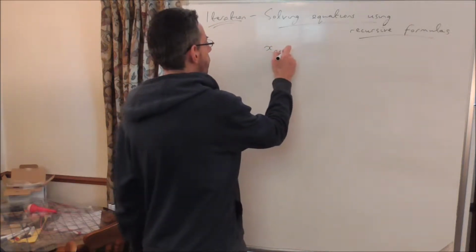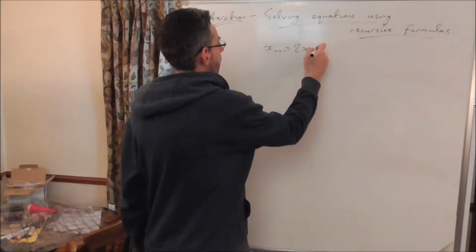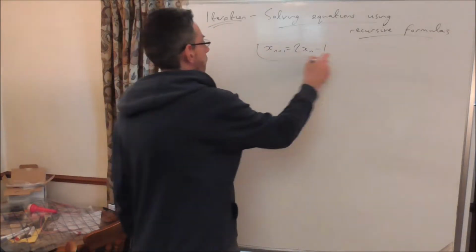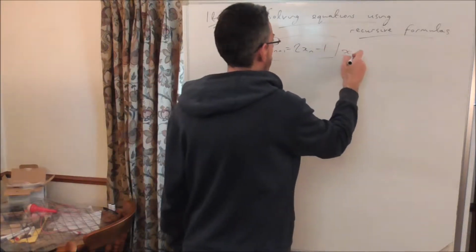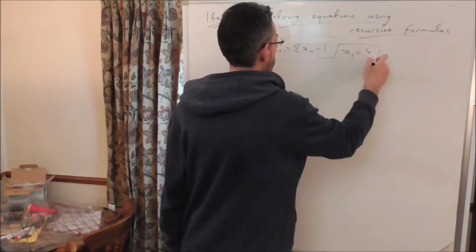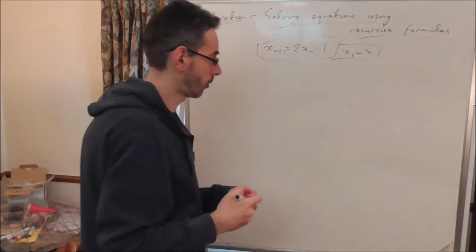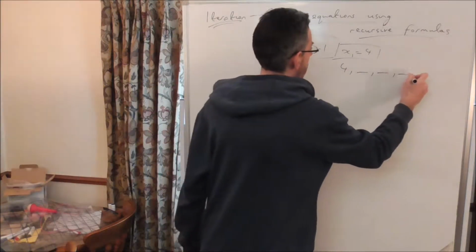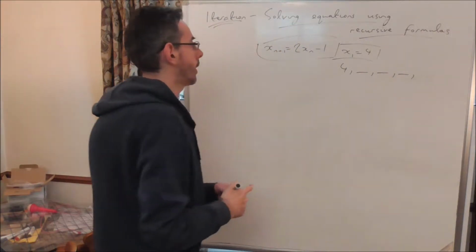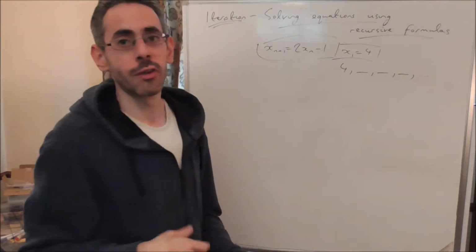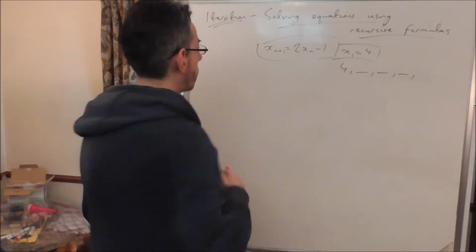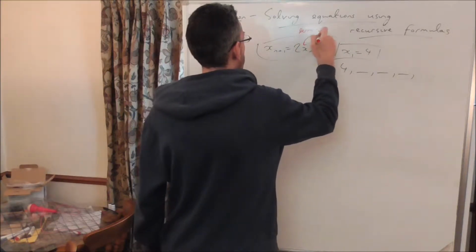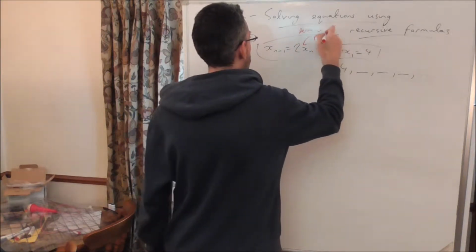Here's an example of a recursive formula. Xn plus 1 equals 2 times xn, take away 1, and I want the first term of the sequence to be 4. So x1 just means first term, so I want the first term to be 4. And xn in this formula just means the nth term, or the term in position n, where n could be any number.